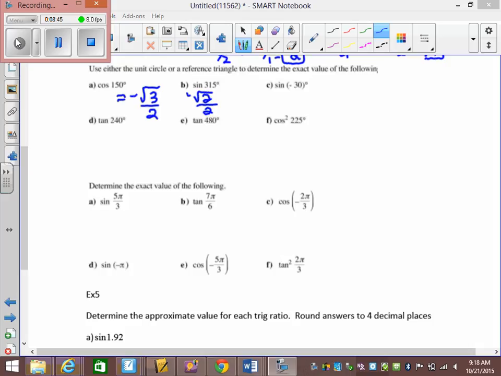Sine of negative 30. So sine of negative 30 is coterminal with what angle? Good job. 330 degrees. So I want sine of 330, which is negative 1/2.